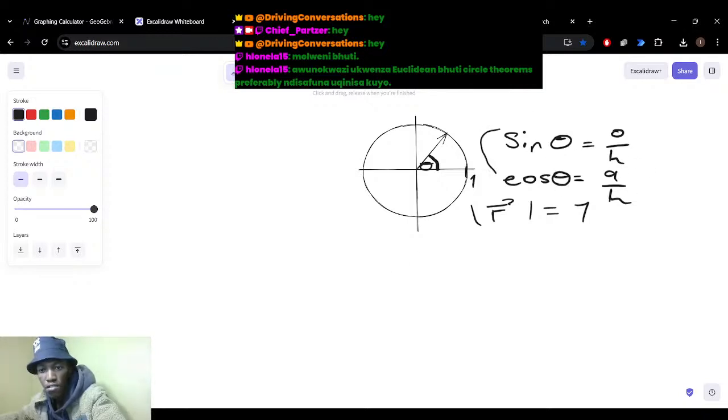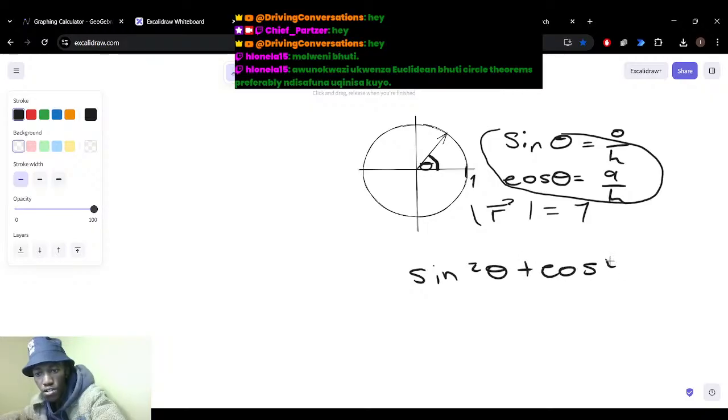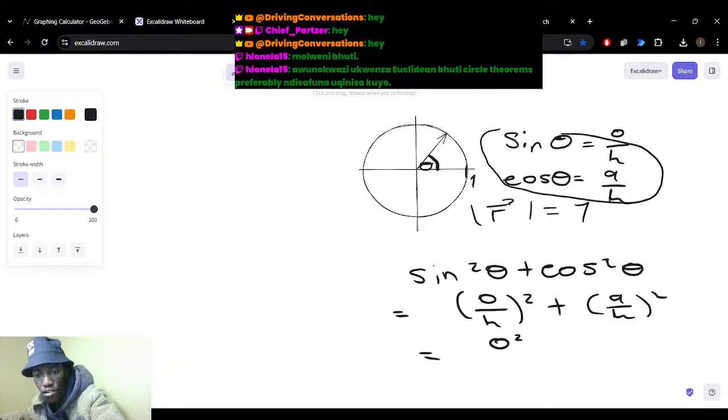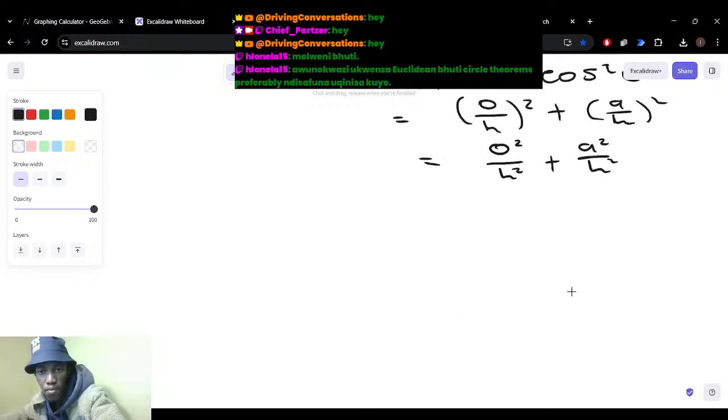So sine squared plus cos squared equals opposite over hypotenuse, squared, plus adjacent over hypotenuse, squared, which equals o squared over h squared plus a squared over h squared, which equals opposite squared plus adjacent squared, all over h squared.